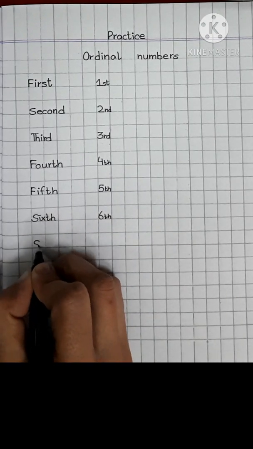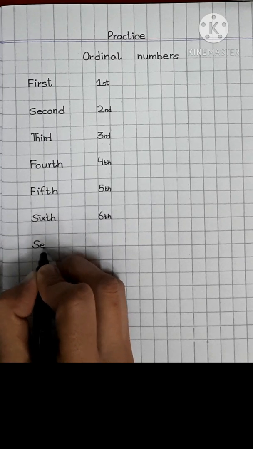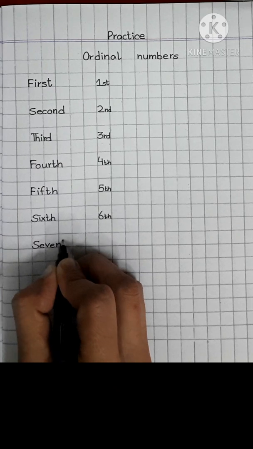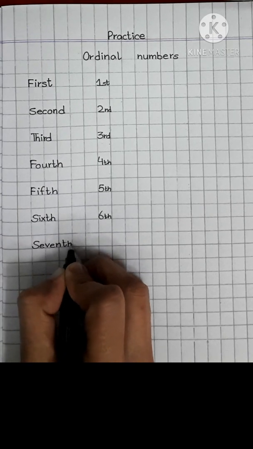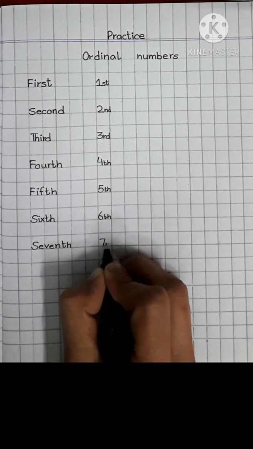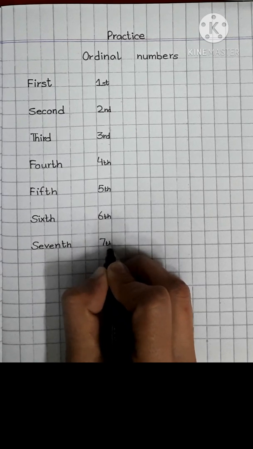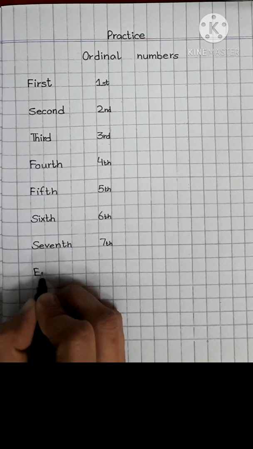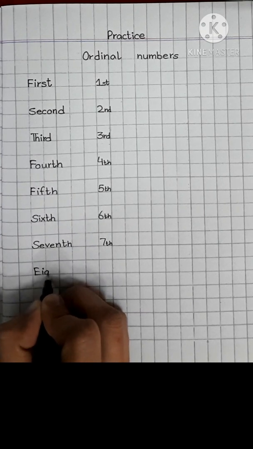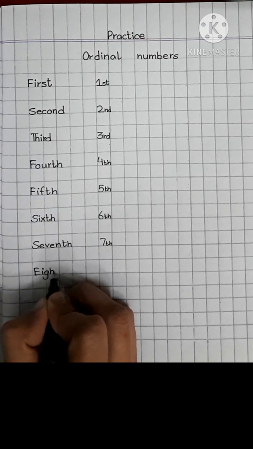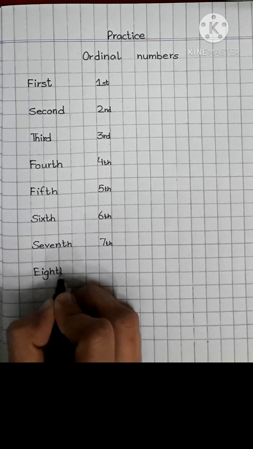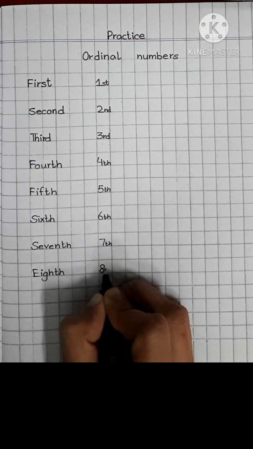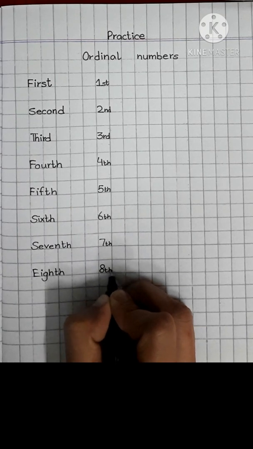Sixth. Now seventh, S, E, V, E, N, T, H. Seventh. Now in numbers 7, T, H. Seventh. Now eighth, E, I, G, H, T, H. Eighth. Now in numbers 8, T, H.